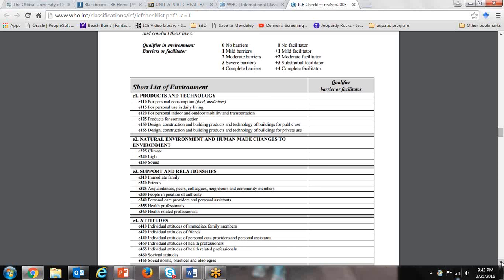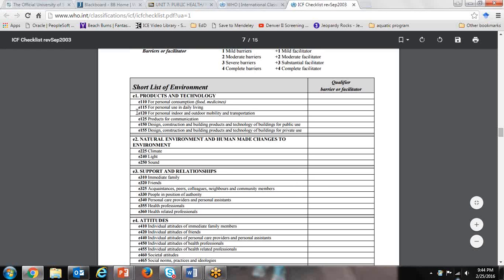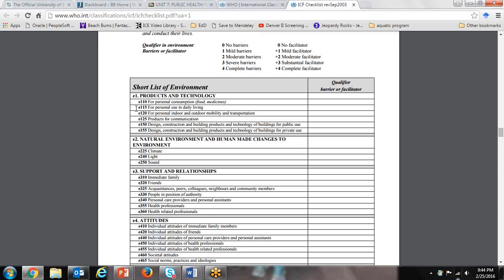And the difference is the plus in front of them. No barrier, no facilitator are both 0. So that means that it doesn't have any bearing on the client. But for something like products and technology for personal use in daily living, E115, we could talk about possibly somebody who uses an augmentative device to talk, like an iPad device or something that assists them in talking.